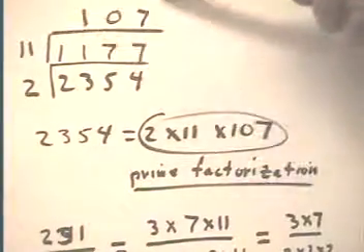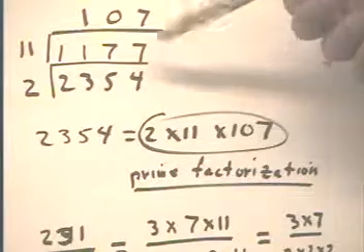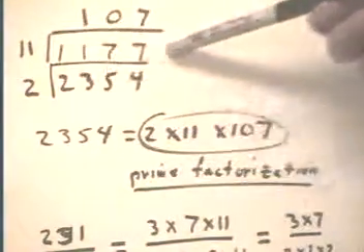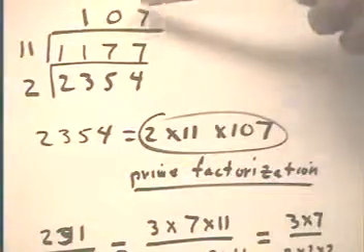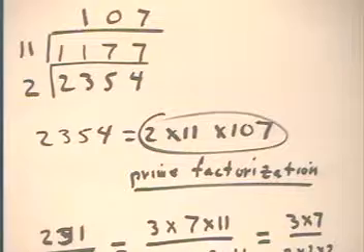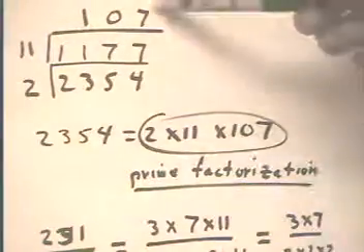Okay, we don't have to divide by 2 or 3 or 5 or 7 because we already tried to divide those into 1177 and they didn't work. They're sure not going to work in anything we get by dividing into 1177. So we could say, well, okay, let's try 11. We tried it once and it worked. Let's try it again. Well, 11 doesn't work.